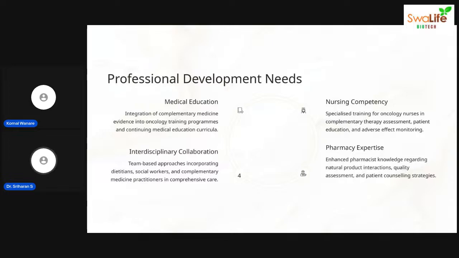Then nursing education. The doctor or clinical pharmacologist wants to train the nurse on how to give wheatgrass education to the patient, and how to monitor while the patients are admitted in the hospital.